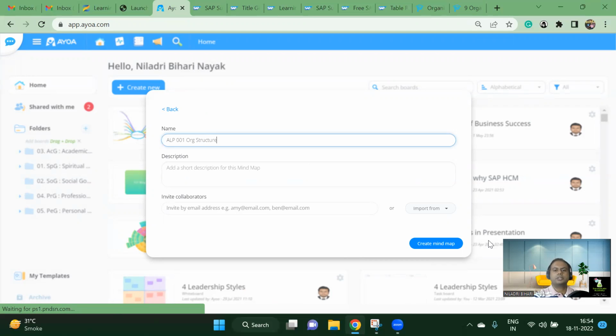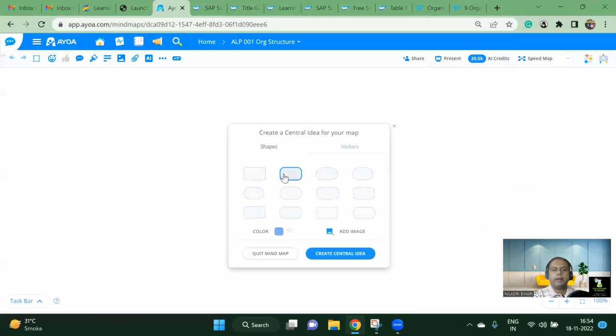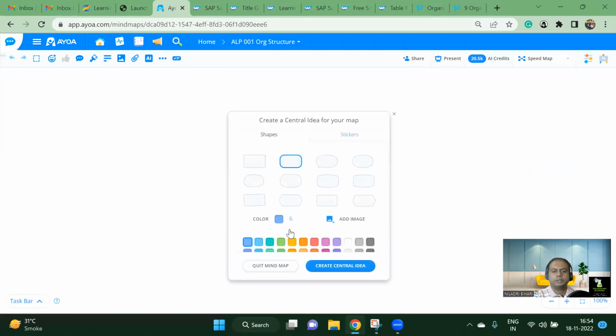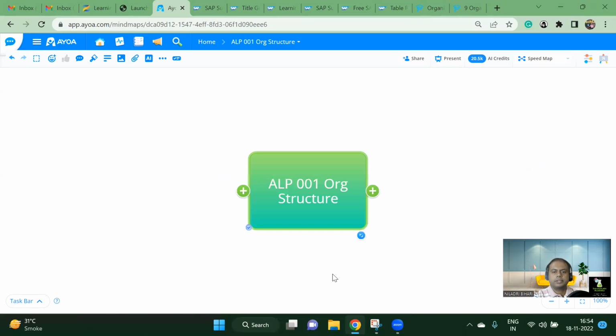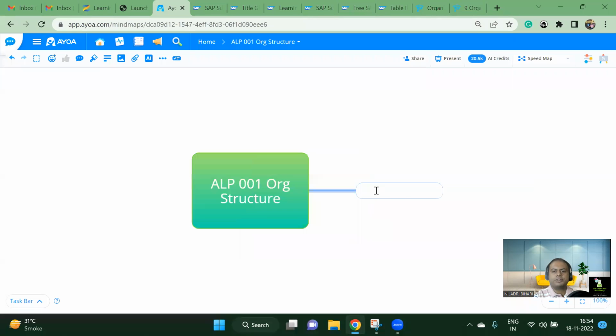This mind map is about the ALP org structure, and I'll quickly summarize it for your reference. The central idea is all about ALP org structure. First of all, we talked about the types.